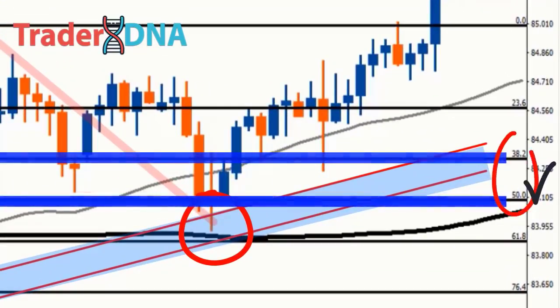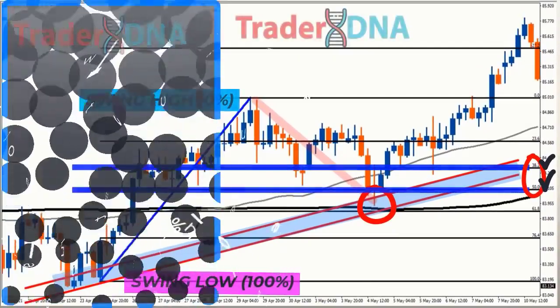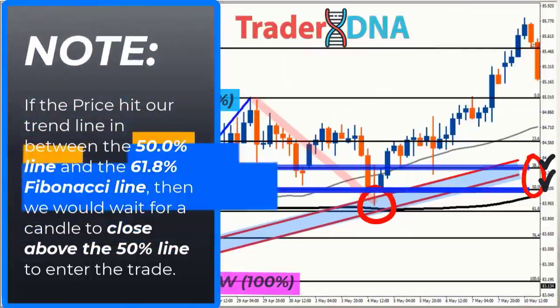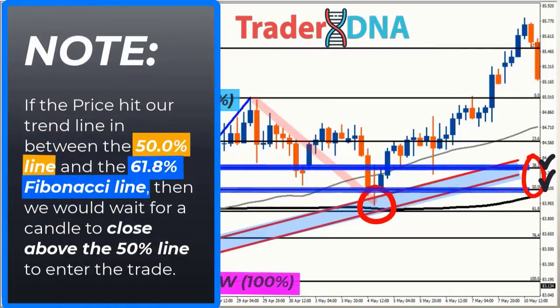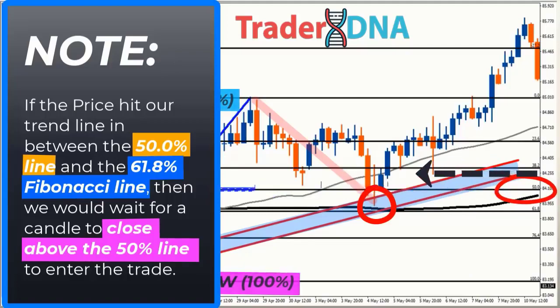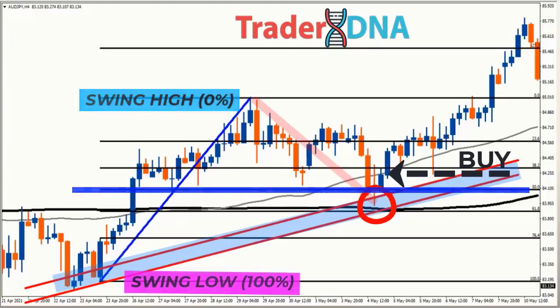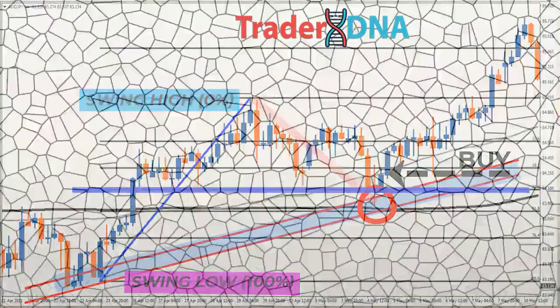Refer back to this example when you use this strategy. This shows us what our charts will look like before we make a trade. Note: if the price hit our trend line in between the 50% and the 61.8% Fibonacci line, then we would wait for a candle to close above the 50% line to enter the trade. The only reason to wait for a candle to close above the 50.0% Fibonacci line is because it is in between the 50.0% and 61.8% lines for this example. This process should not take very long, as our trend should continue upwards because of the previous support level with the trend line.